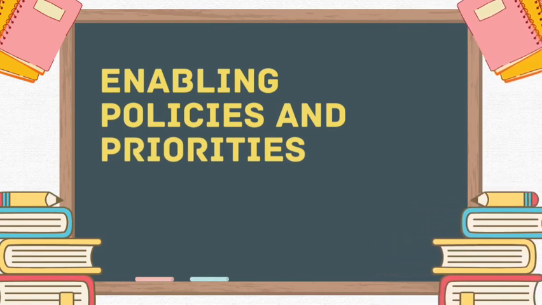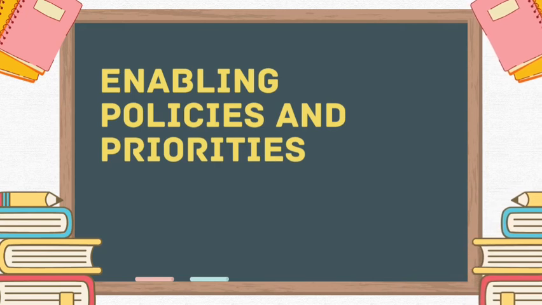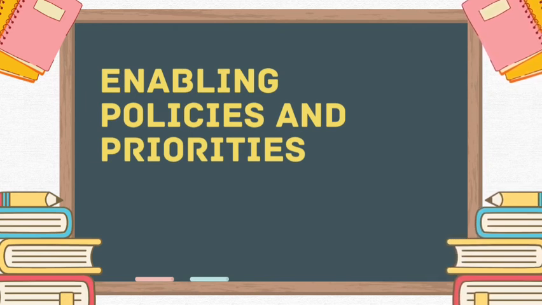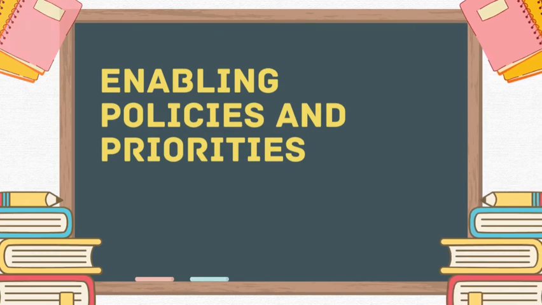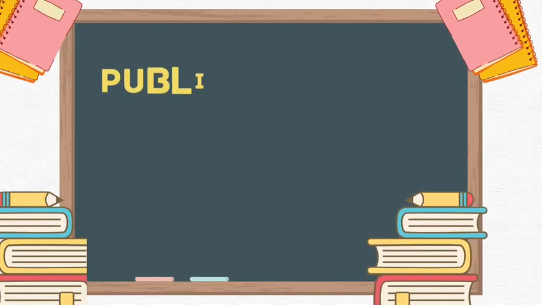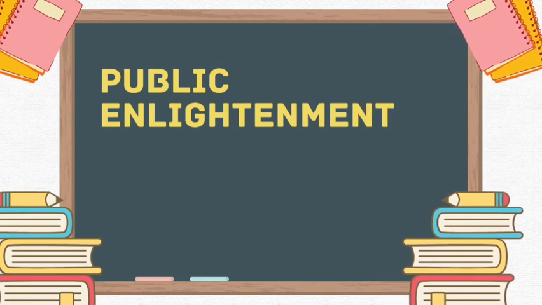Also, we have another one, enabling policies and priorities. Government should place its top priority on education. For instance, government should make laws that are policies that are educationally friendly. With this, we can be able to fight illiteracy. So government should make policies that will be advantageous to education. Education should be seen as a top priority of the government.